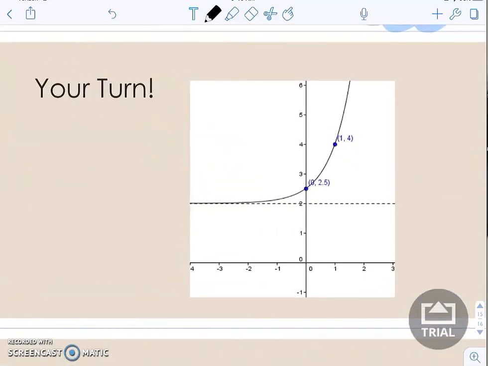I have provided you with an equation here. I'm going to encourage you to go ahead and stop this video and pause it. Try to work this out. See if you can find the equation based off of this graph, and then I will help you with the solution.